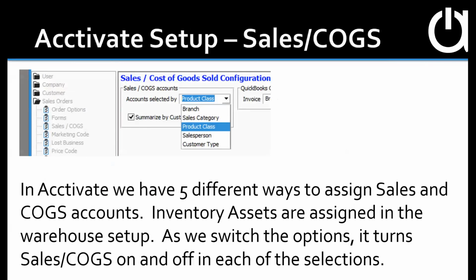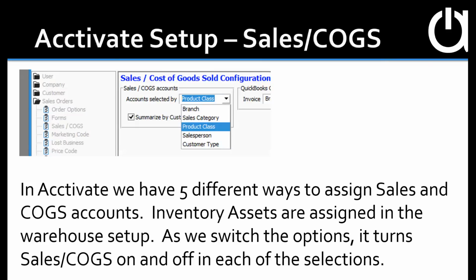But when you get into Acctivate, many people don't know there's actually 5 different ways that we can assign sales and COGS accounts. So in Acctivate, we assign the inventory asset to each warehouse. So it might be a situation where we set up each warehouse with their own asset account. We can have virtual asset accounts in QuickBooks on the balance sheet. So there's different ways. So that drives the asset account. So that takes away from the question of what asset account is this individual item going for?